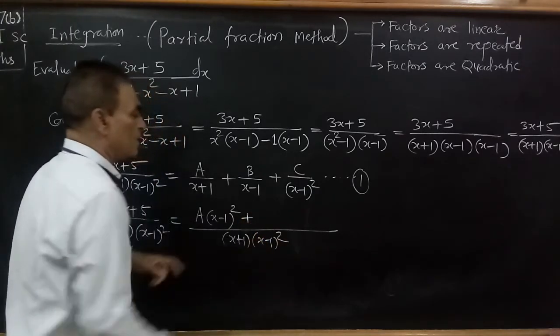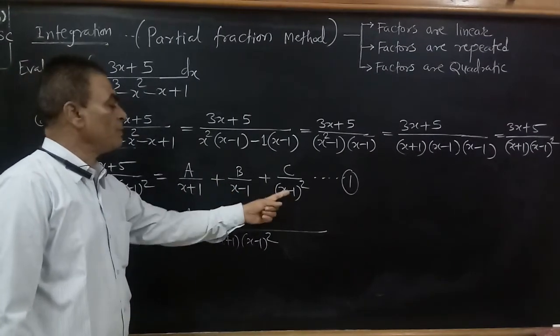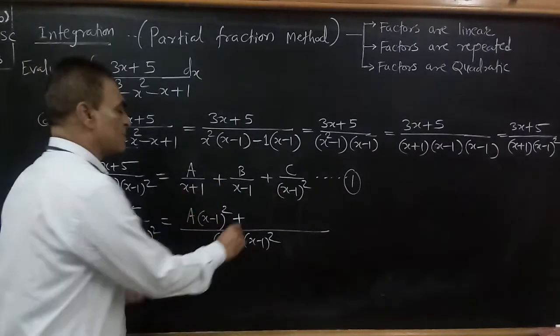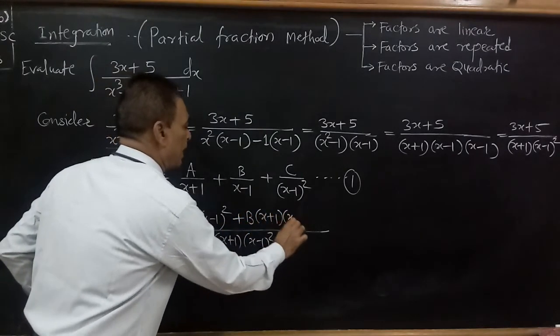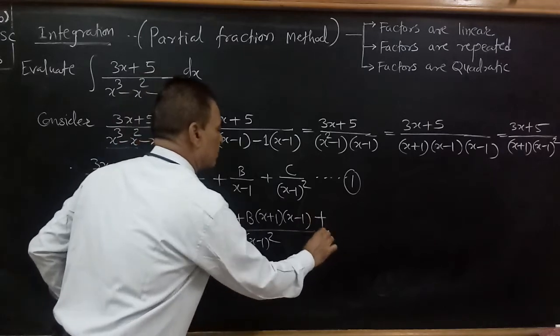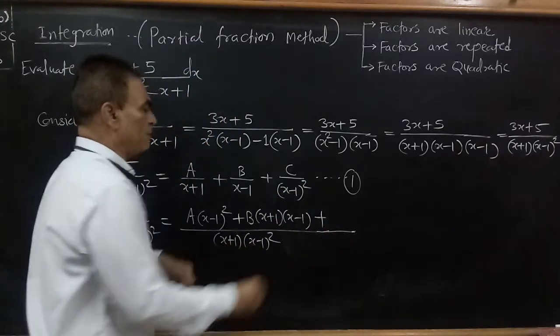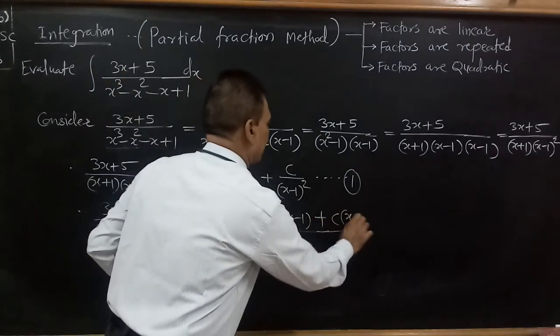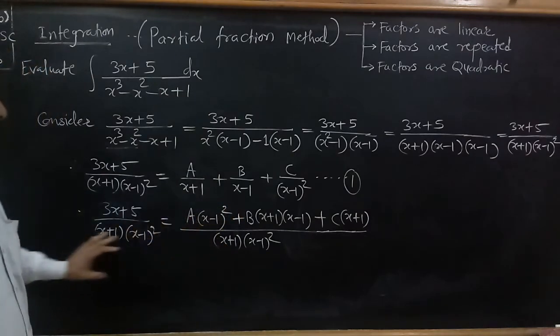Plus, what about here? Only one factor is there. Again, one factor is required, and x plus 1 is also there. Means b into x plus 1, x minus 1. And what about here? X minus 1 whole square is there. Only one factor is required, c into x plus 1. And then observe both the sides.